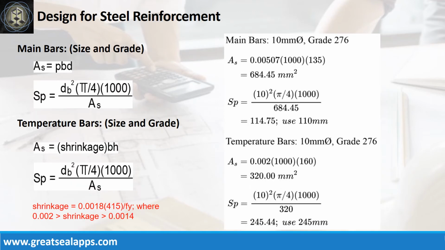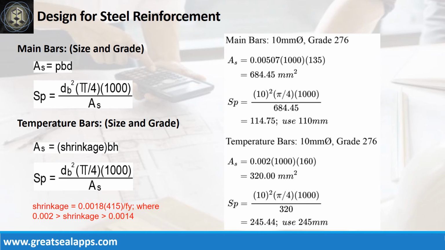Use ρ minimum of 0.00507. Given ρ equals 0.00507, B equals 1000 mm and D equals 135 mm, the area of steel for main bars is 684.45 square millimeters, and the spacing for 10 mm bar is 110 mm.